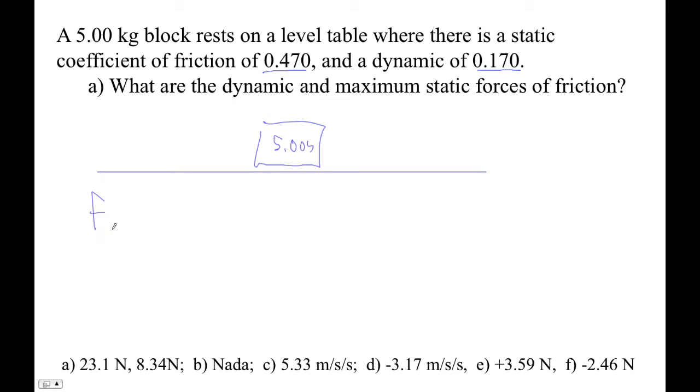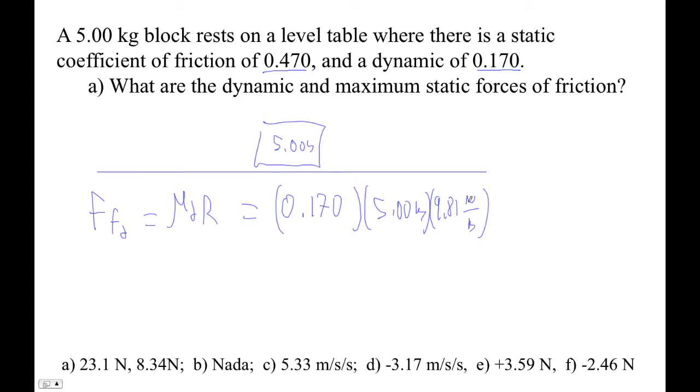Well, that is mu dynamic times R. Since it's a level surface, right, the force holding them together is just the weight of this block, right? So literally it's going to be my mu dynamic, which is this guy, times mg, times 5.00 kilograms, times 9.81.